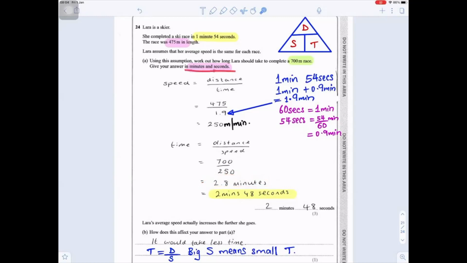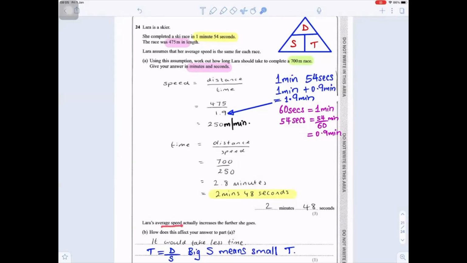We want to change 2.8 minutes. We want to change the 0.8 of a minute to seconds. So we know 60 seconds is 1 minute. 0.8 of a minute, you multiply 0.8 times 60, and that will give you 2 minutes 48 seconds for that part. Okay, moving on to part B.